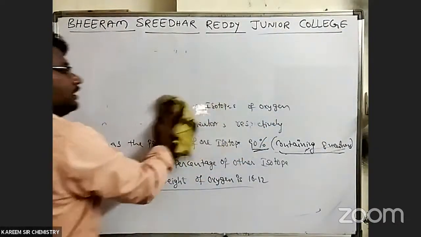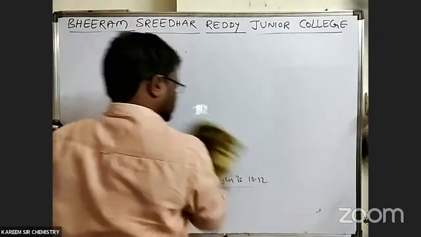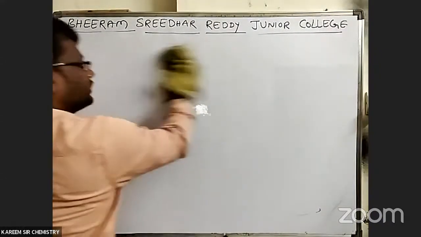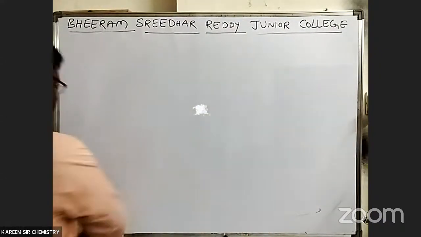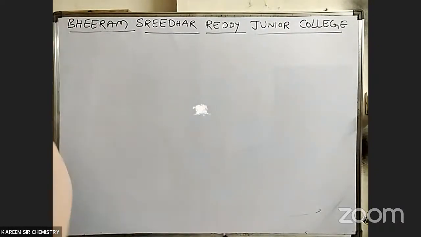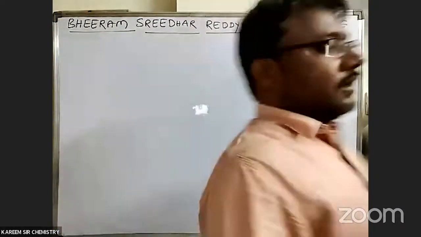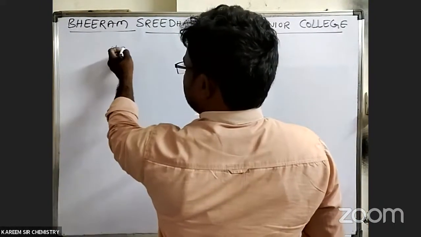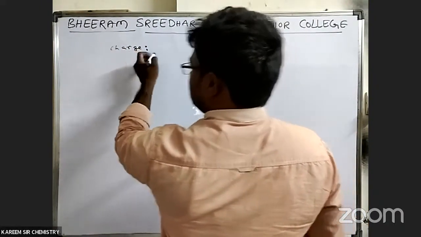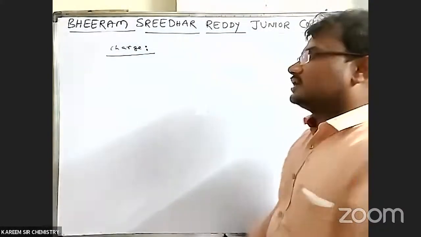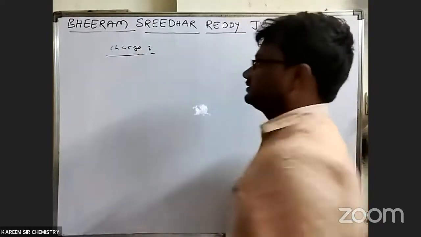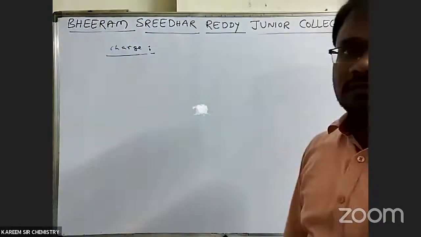So this is the average atomic mass concept, right? Now, charge of an ion: how to calculate the charge, the resultant charge.